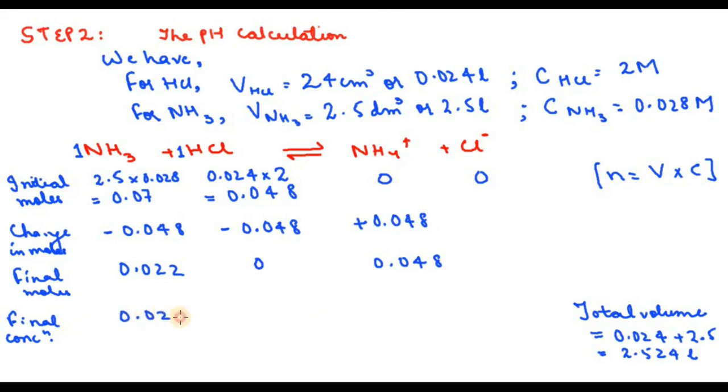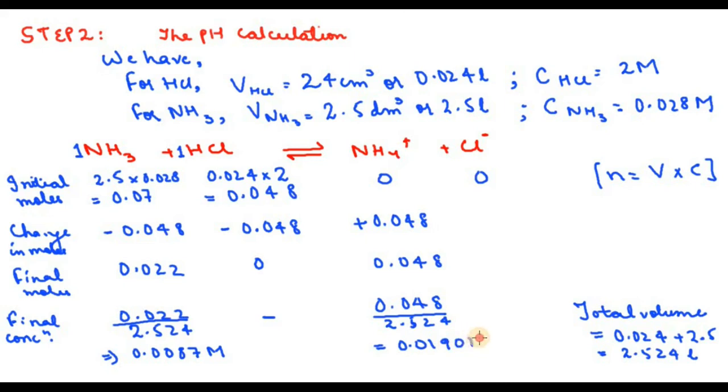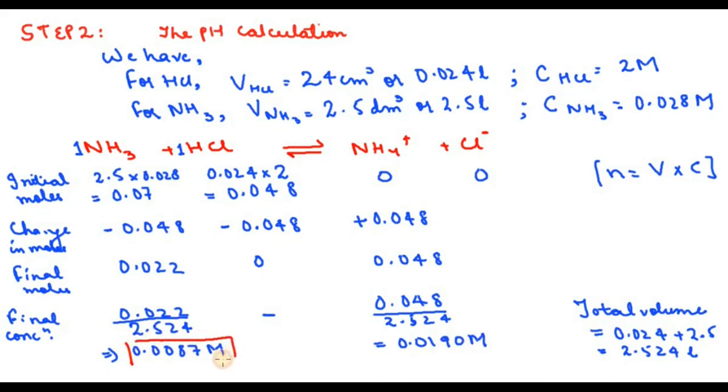So it would be 0.022 over 2.524. It would be equal to 0.0087 M, and for HCl, since no mole is left, it would not be considered, and for NH4+ it would be 0.048 over 2.524 and it would be equal to 0.0190 M. So these are the new concentrations for NH3 and this is for the ammonium ion.